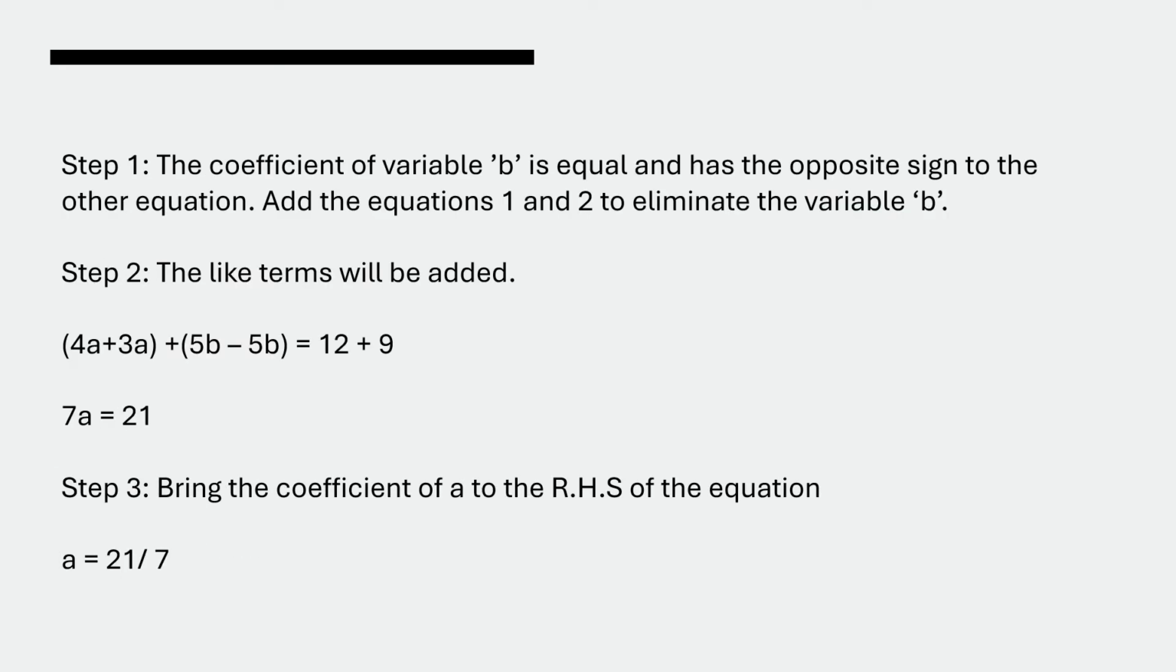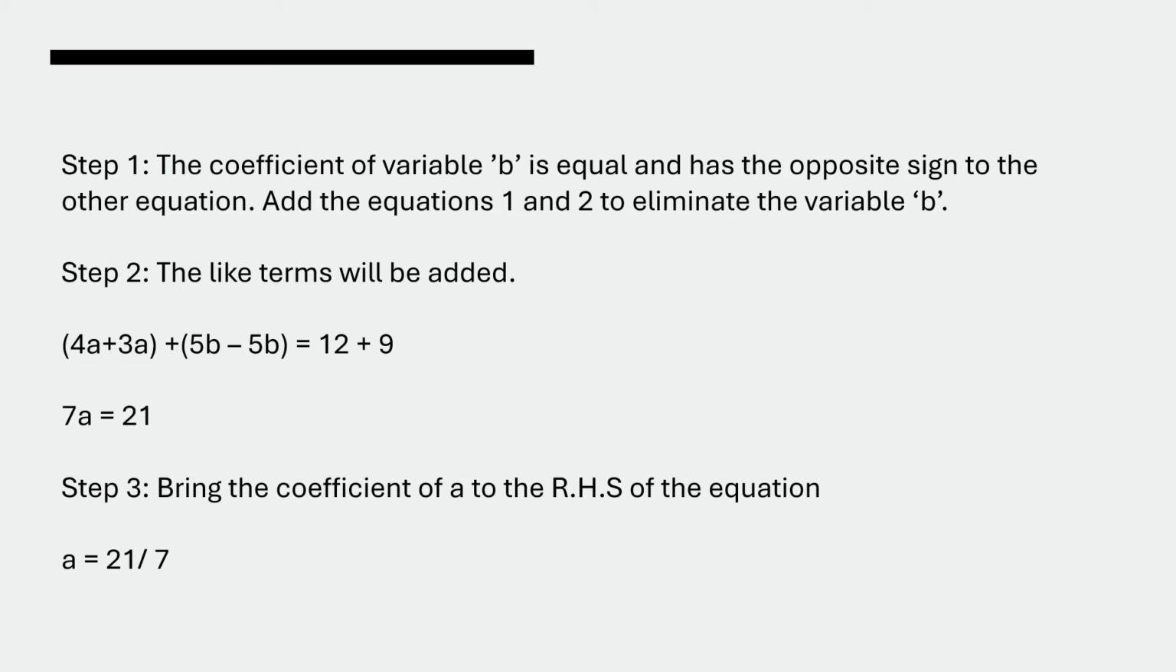Step 1 in this set of simultaneous equations is that we have to understand that the coefficient of variable b is equal in both the equations, and here we could see that one has an opposite sign to the other. That means when in one equation the coefficient has a positive sign, in the other equation we have a negative sign. So what we have to do is add equation number 1 and equation number 2, so that we can eliminate the variable b.